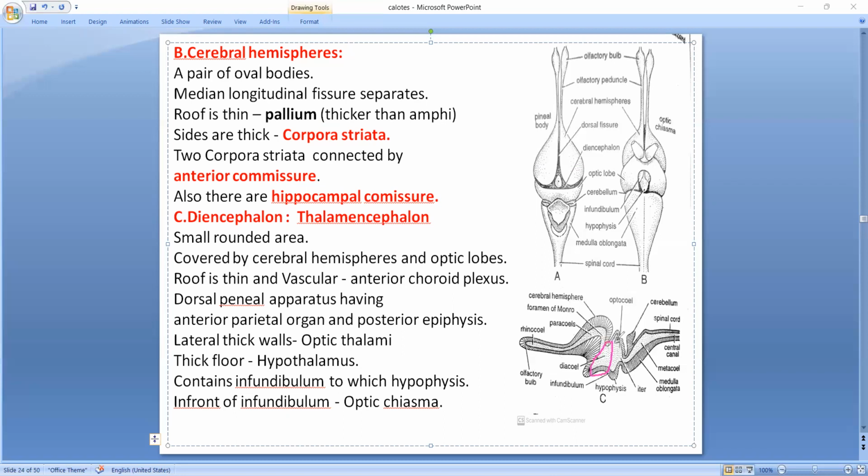Okay. So this is the diencephalon. Here it is covered by the cerebral hemispheres in the dorsal side and the optic lobes in the ventral side. The diencephalon roof is thin and vascular, so that is called the anterior choroid plexus.